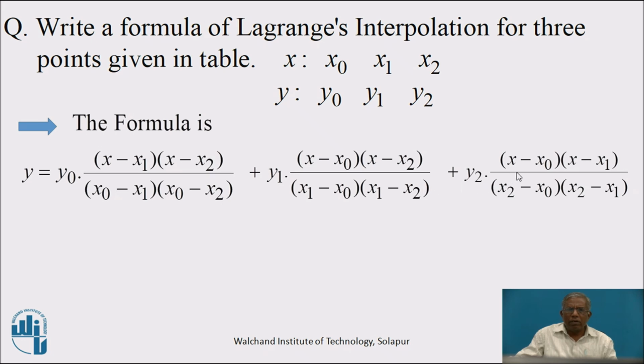into numerator in bracket x minus x0 into in bracket x minus x1 upon in bracket x2 minus x0 into in bracket x2 minus x1. So this is the required formula of Lagrange's interpolation for a set of 3 points.